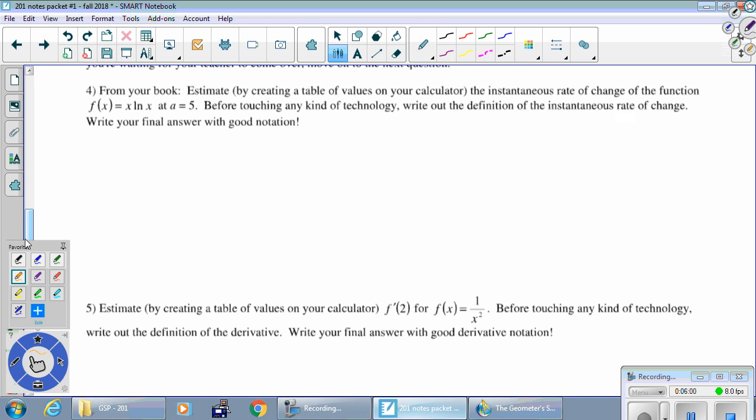Okay, number 4, this one's from your book. Instantaneous rate of change of x ln of x at a equals 5. We're going to make a table of values, but first we're going to write some stuff before we touch the calculator.